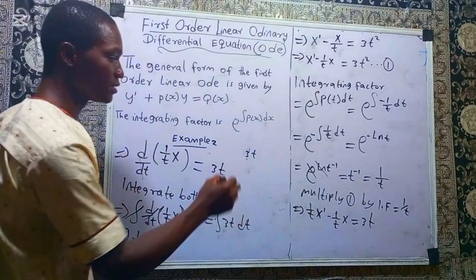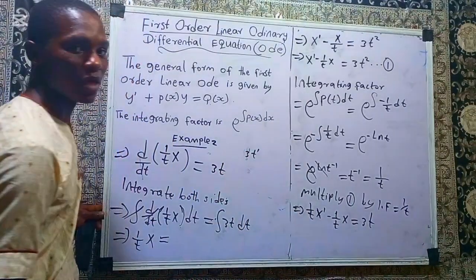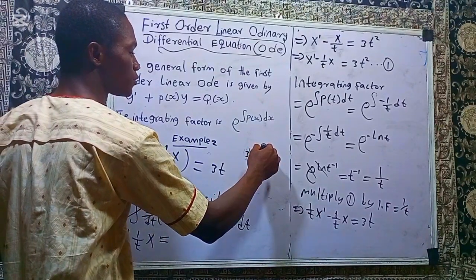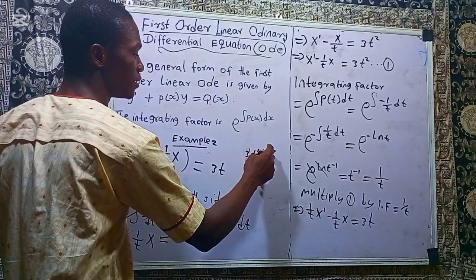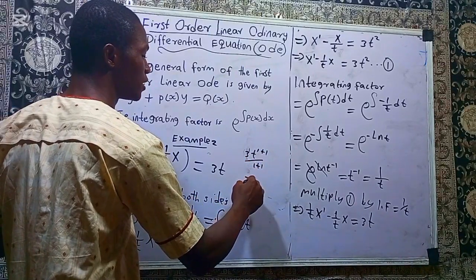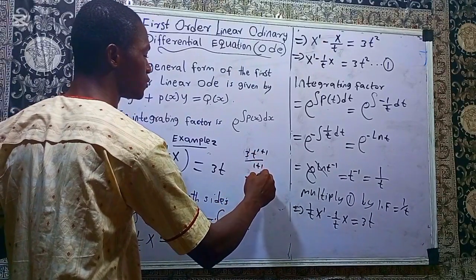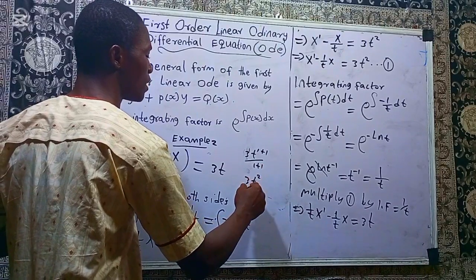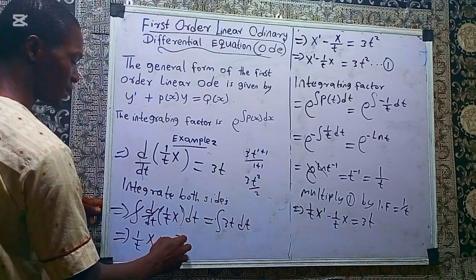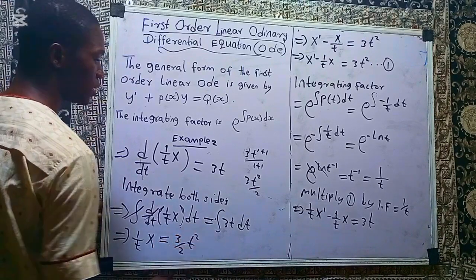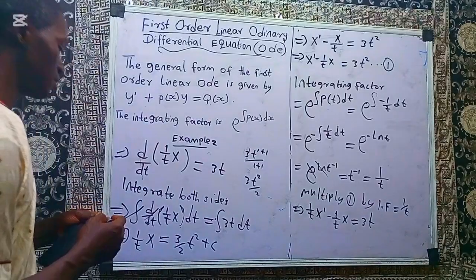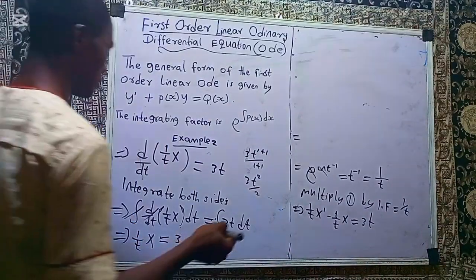3t is the same thing as 3t raised to power 1. According to the rule of integration, you add 1 to the power, 1 plus 1, and divide by that result. So 3t raised to power 1 plus 1 is 2, divided by 1 plus 1, which is 2. I can write this as 3 over 2 t squared, plus the constant of integration, plus c. You include the constant of integration.